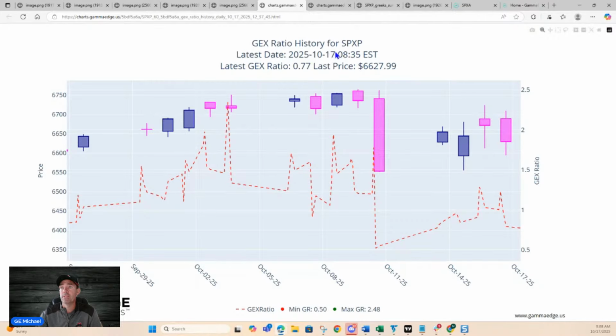All right, moving on to SPXP GEX ratio. Again, we like to call this a put call ratio, but this is what we call our gamma edge ratio. It's based on short dated call gamma versus short dated put gamma.